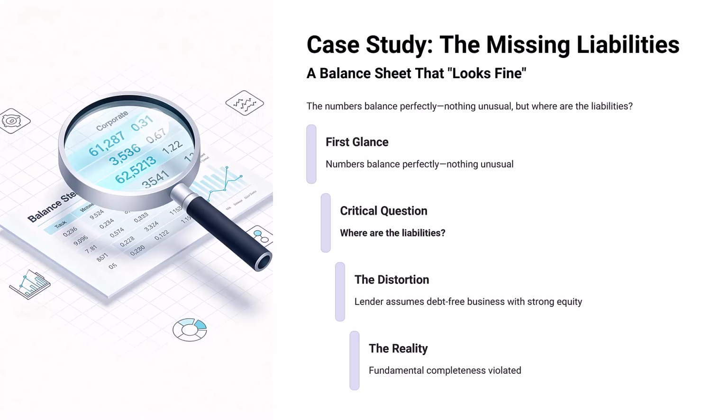This distortion creates a false impression of a debt-free business with strong equity. A lender might assume the company has no debt obligations and is financially stable, when in reality, liabilities may exist but simply weren't shown. This violates fundamental completeness and transparency expectations. The shift in thinking is crucial. Instead of asking, does this balance sheet look correct? The professional question becomes, what essential information is missing and how does its absence distort the financial picture?